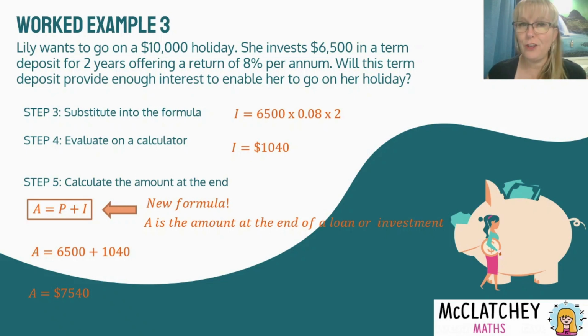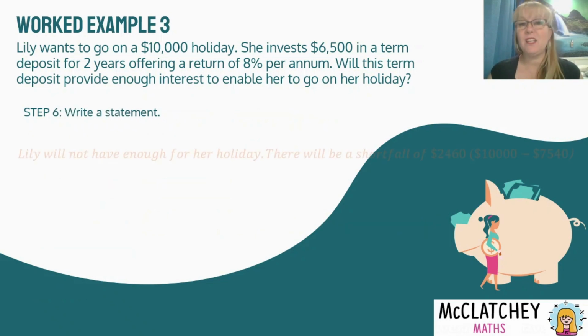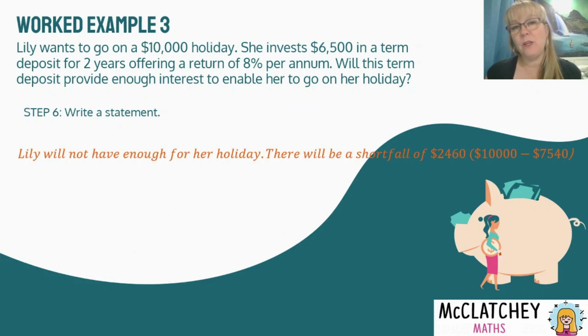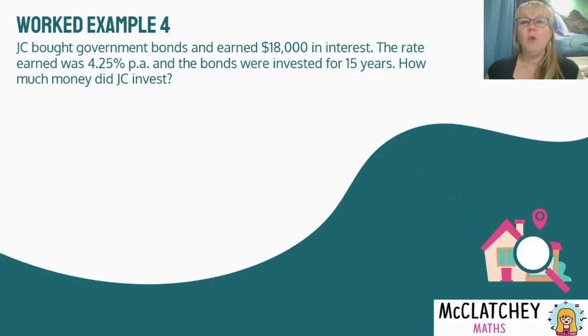It's not enough for her to go on her holiday, unfortunately, so we need to write a statement and answer the question. Lily will not have enough for her holiday. It would be even better if you could evaluate how much her shortfall is, how much she's going to be missing out, $2,460. We're going to do some slightly more difficult worked examples now.